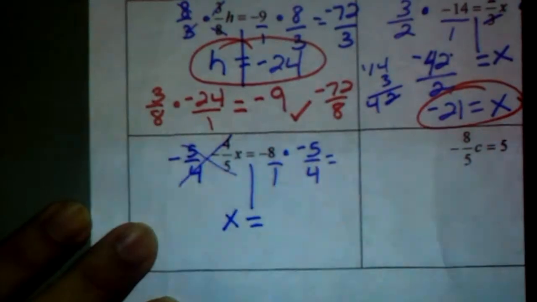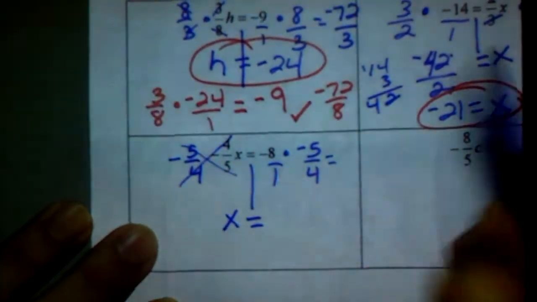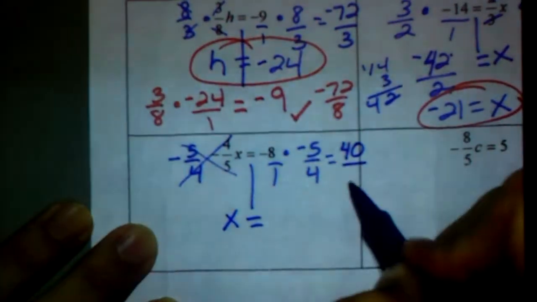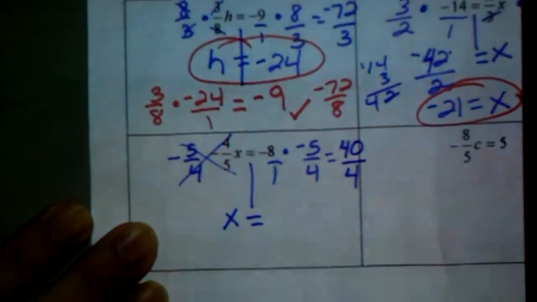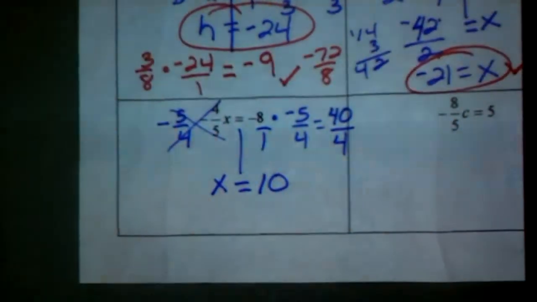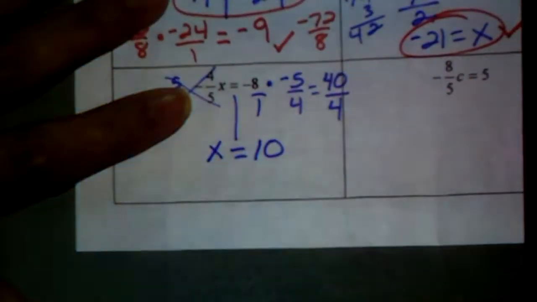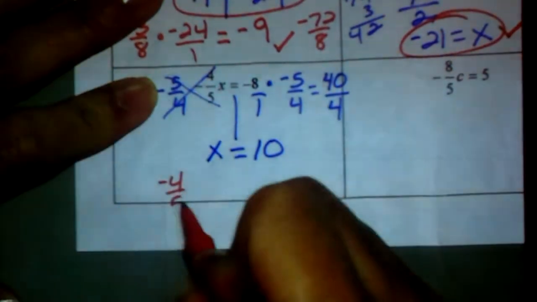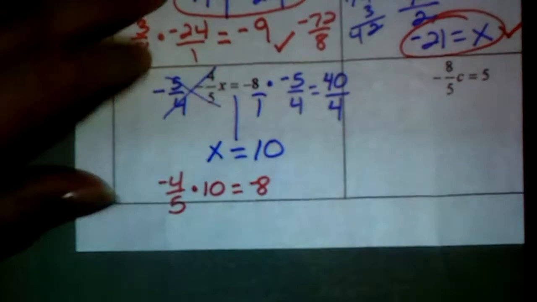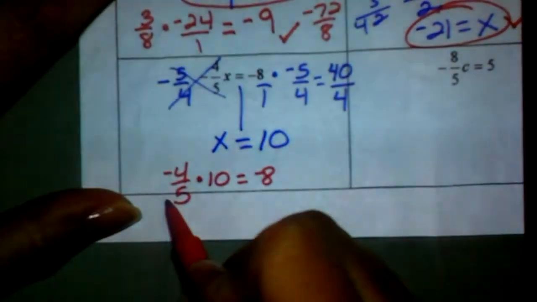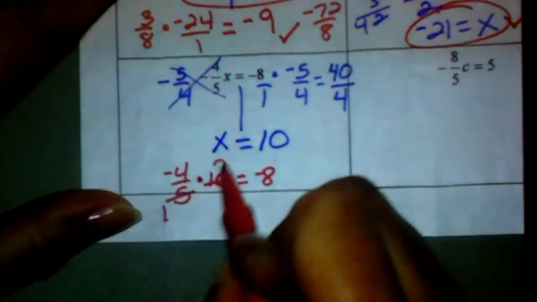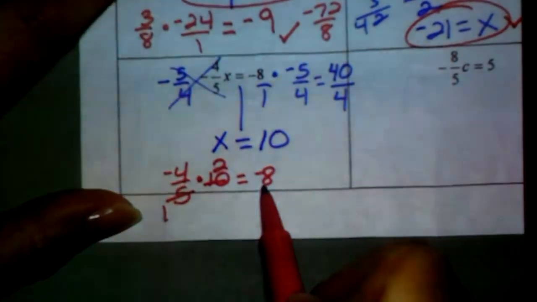Throw a 1 under that if you want to. Alright, so we end up with negative 8 times a negative 5, which is positive 40. And 1 times 4 is 4. 40 divided by 4 is 10. So I think x equals 10. I'm going to plug it in just to be sure. Negative 4/5 times 10 should equal negative 8. Going to use some cross canceling. Yeah, 5 goes into 5 once. 5 goes into 10 twice. Negative 4 times 2 is negative 8.